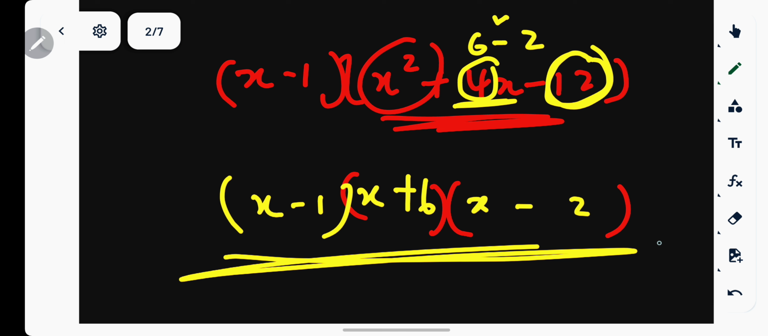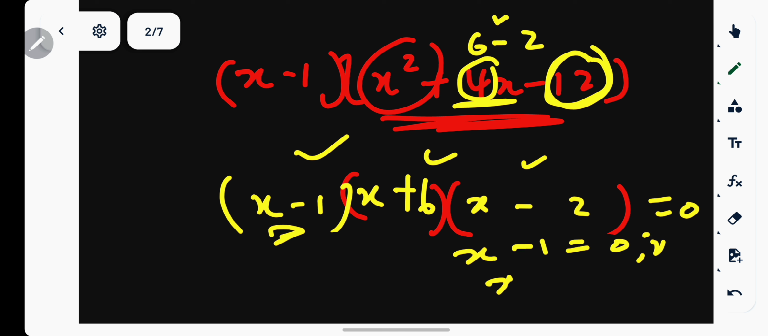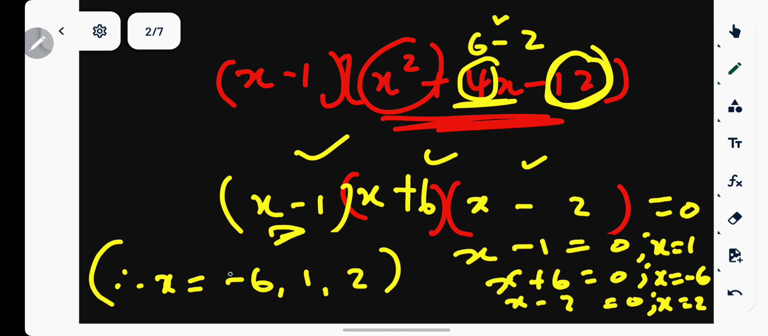So these are the factors of the polynomial, 3 factors. However, this is equal to 0. So we need to equate and find the zeros. Take the first one, x minus 1, take it equal to 0, which means our x is equal to positive 1 when you transfer the 1 to the other side. x plus 6 is equal to 0, which means x equals negative 6. When I transfer the positive 6 to the side, it's going to be negative 6. Okay. Then the last one, x minus 2 is equal to 0, which means x equals positive 2. Therefore, the zeros of x are negative 6, 1, and 2. This is your answer. Got it?